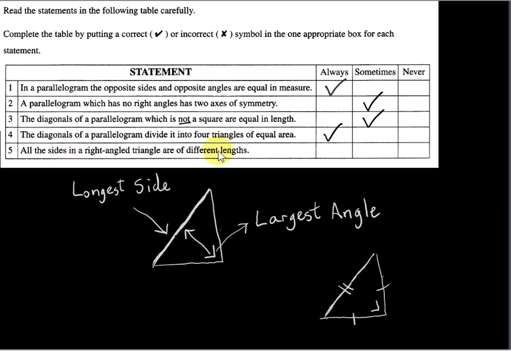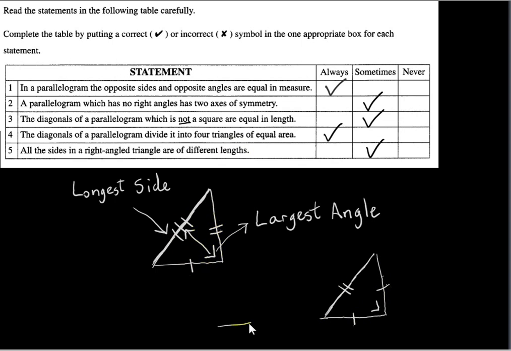So this statement is not always true, because we can't say that all the sides in this triangle are of different lengths. Two of them have the same length. But of course it is sometimes true. I could have made this triangle have the two short sides with different lengths. That's very easy to do.